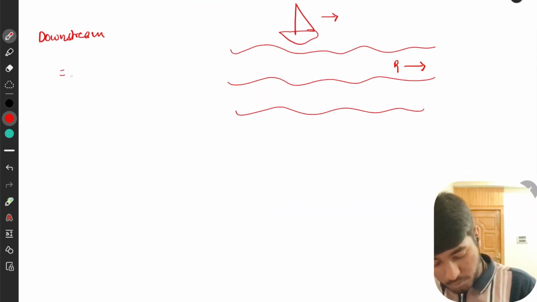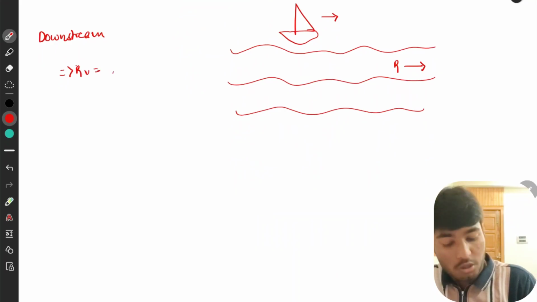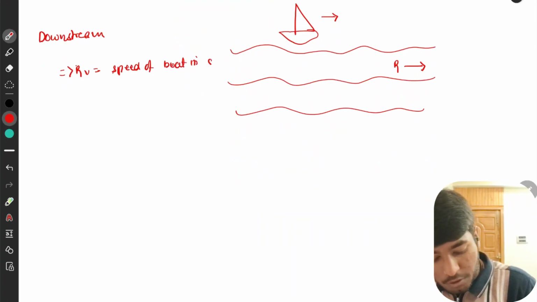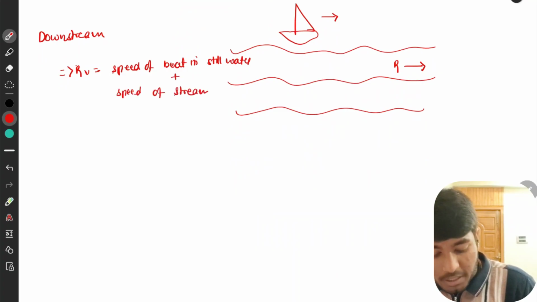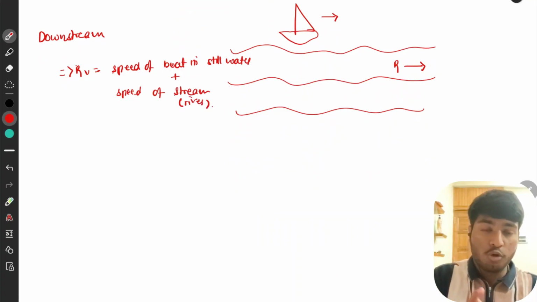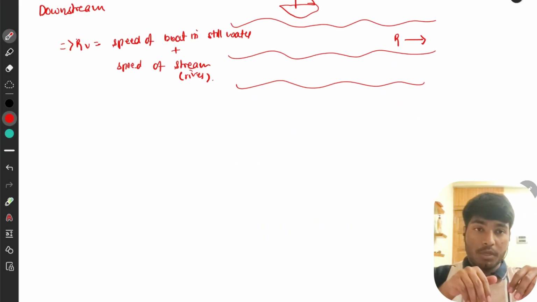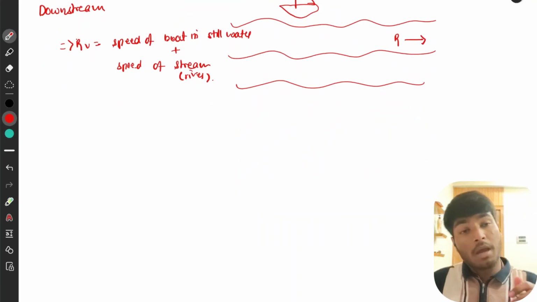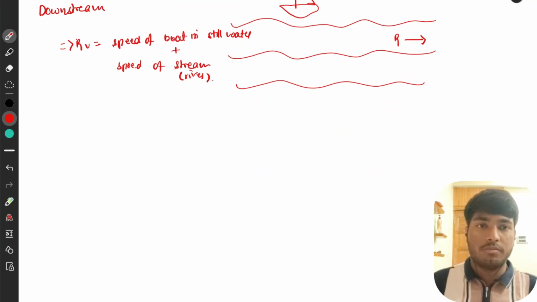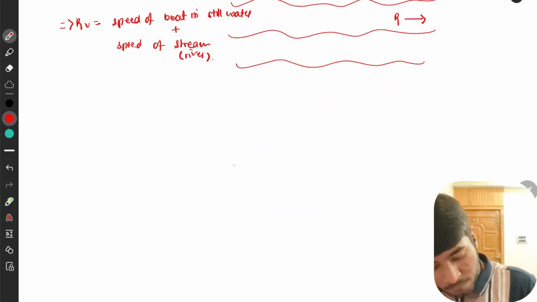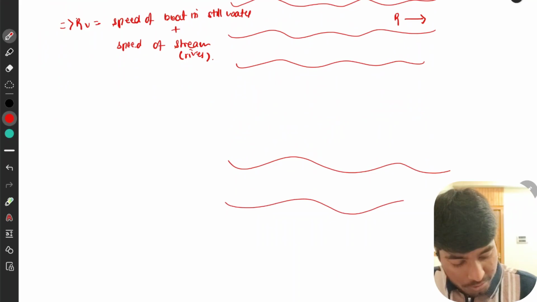In the case of downstream, the relative velocity is equal to how much? The relative velocity is equal to the speed of the boat in still water plus the speed of the stream, that means the speed of the river. Speed of boat plus speed of river. Why? Because you are moving and the river is also moving you along. Okay, and what is another scenario? Another scenario is known as upstream.